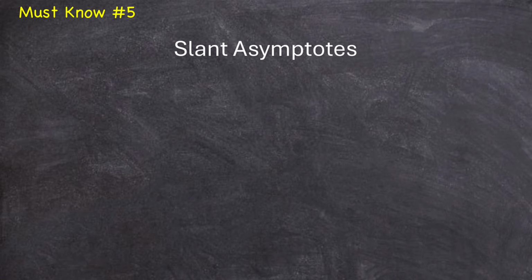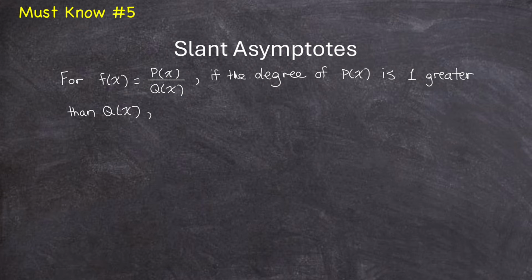Must know number 5. Slant asymptotes. Not all rational functions have horizontal asymptotes. Some of them have what are called slant or oblique asymptotes. So for some rational function f of x that is a quotient of two functions of x, if the degree of the function in the numerator, p of x, is 1 greater than the degree of the function in the denominator, q of x, then that means there is an oblique or slant asymptote.